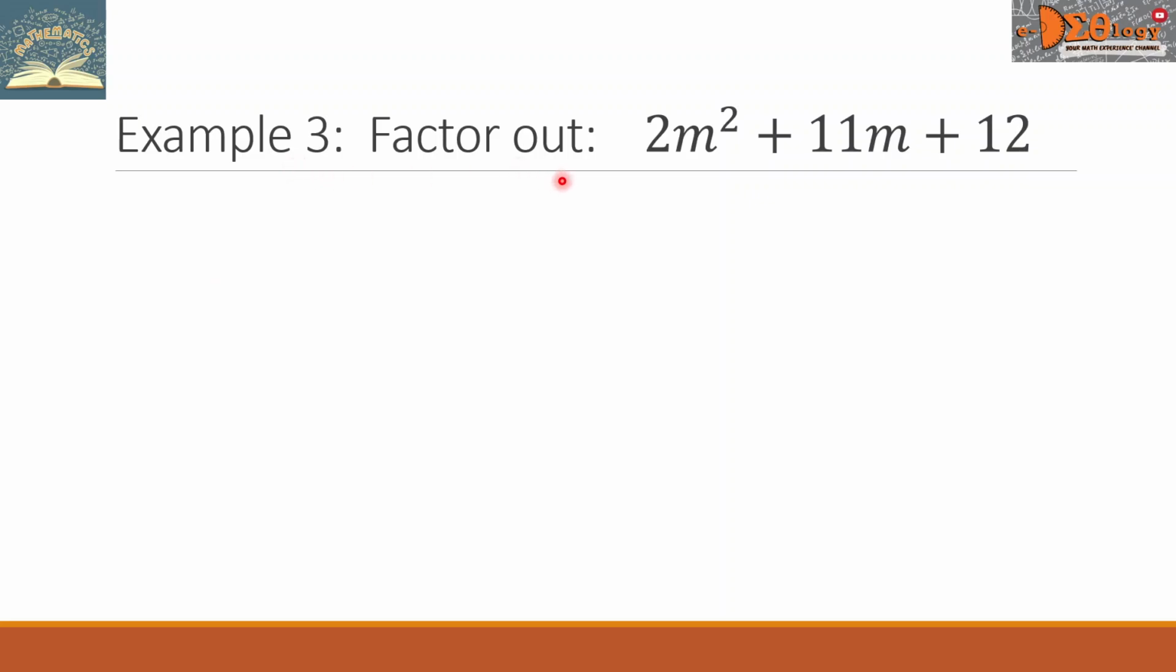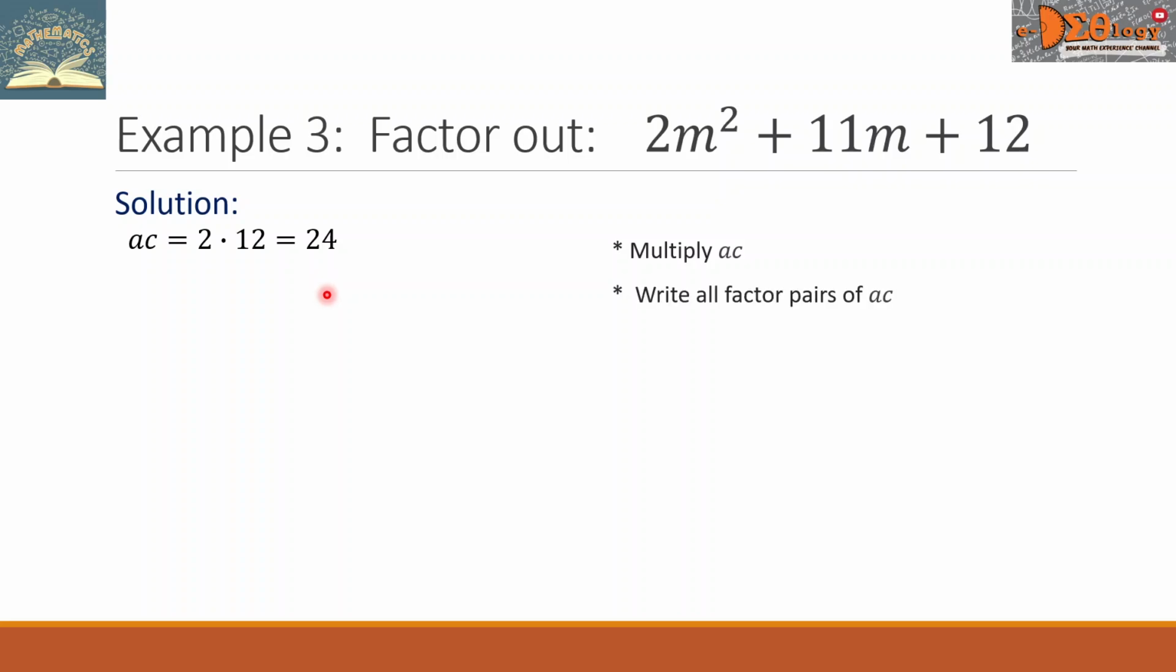Example 3. Factor out 2m squared plus 11m plus 12. We multiply AC. A here is 2 and C is 12. So AC is 2 times 12, and the product is 24. Then we write all factor pairs of 24. That means we also consider the sign of the middle term. The middle term here is positive 11m. So because this is positive, we will only consider the positive factors of 24.